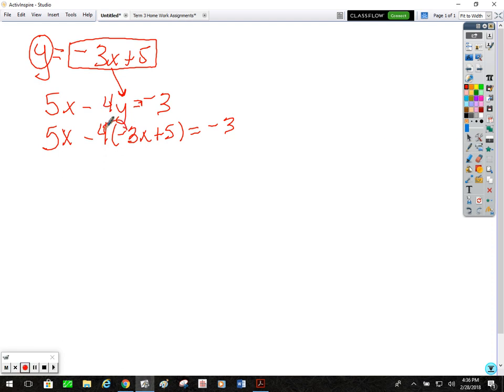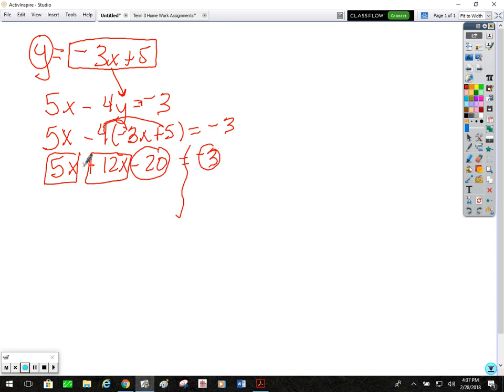Now we've got a little work to do, because now we have to distribute. So 5x minus, and now we've got two signs here. Both of these are negative, so that's going to change it to a positive. 4 times 3x is 12x. I have a minus 4 and a positive 5, which means my distribute is going to result in a negative 20, equals negative 3. Remember, we like to do boxes and circles. We have a box here, a box here, a circle, and a circle. We put boxes around variables and circles around integers.